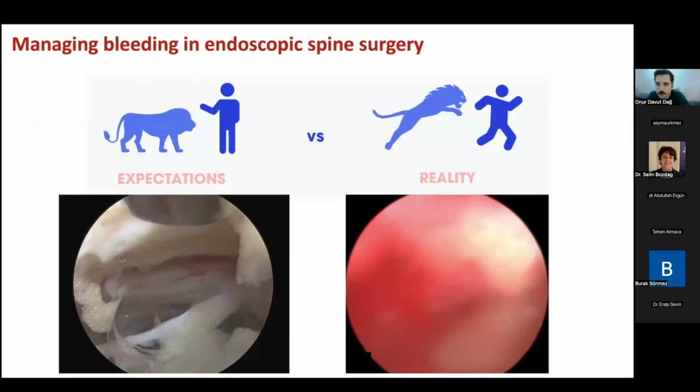So when we look into the procedure itself, what we expect is a nice, clear vision of the surgical field, but reality is not like that. We easily end up in this red, bloody vision.